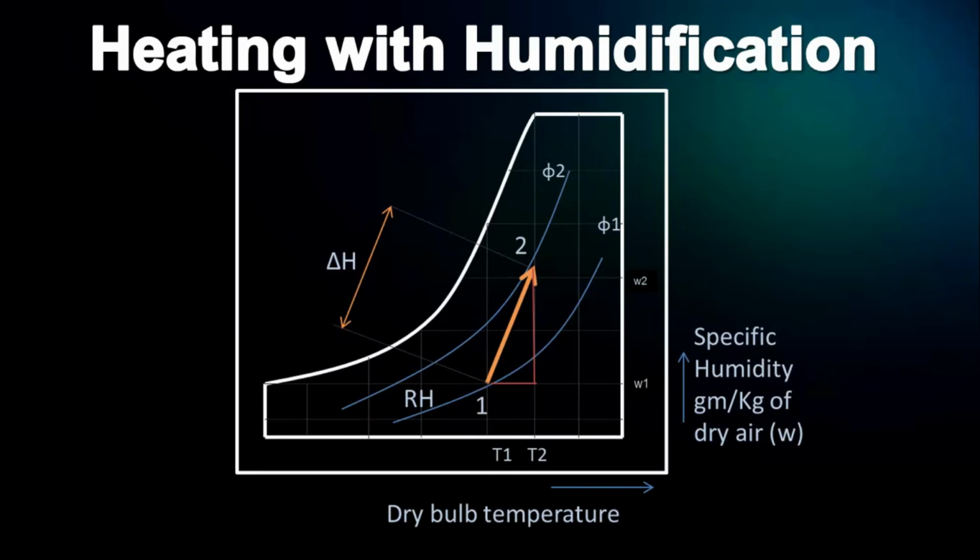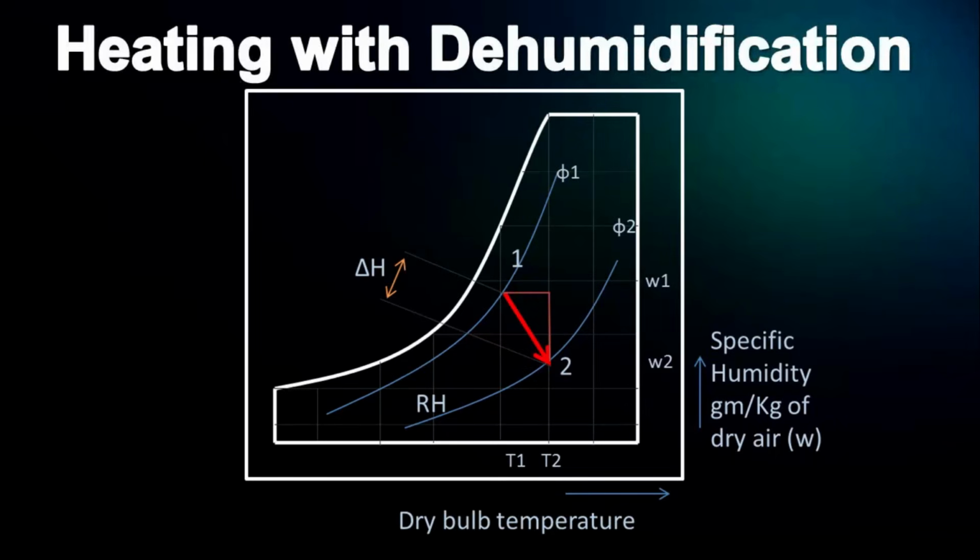Next, heating with humidification. In this process, the dry bulb temperature increases from T1 to T2 and specific humidity increases from W1 to W2. In this case, the relative humidity increases from phi1 to phi2. The process is plotted on the psychrometric chart in the slide. Next, heating with dehumidification. In this process, the dry bulb temperature increases but specific humidity decreases. The process is plotted in the chart from 1 to 2. So these are the different psychrometric processes.